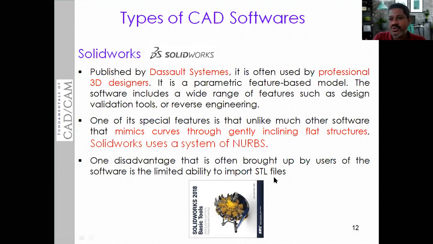In the last class, I told you there are a number of neutral format files like STL, IGS, and STEP file, standard for exchange of product model data file, IGS file, initial graphics exchange specification file, STL file. So these are all the neutral format files that you can convert to after generating the 3D model. So this STL file cannot be generated in SolidWorks software. That is the one disadvantage.